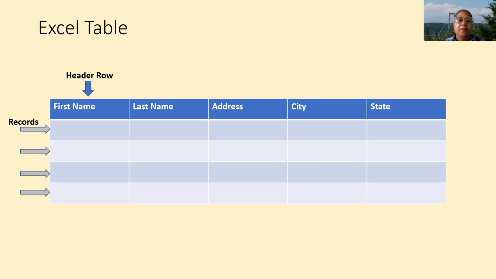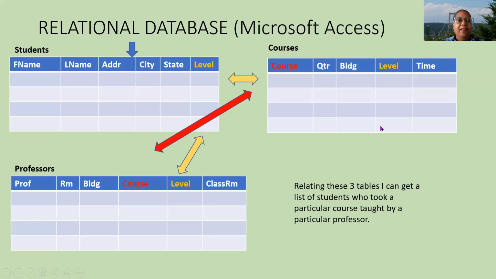So that's an Excel table. A relational database, such as Access, will have several tables that relate to each other. So you have a student record table. You might have one of courses, what quarter they're taught, what building they're in, what level, like freshman level, sophomore level, etc. And you might have one of professors. Because they're all related, you can pull out data from all of that.